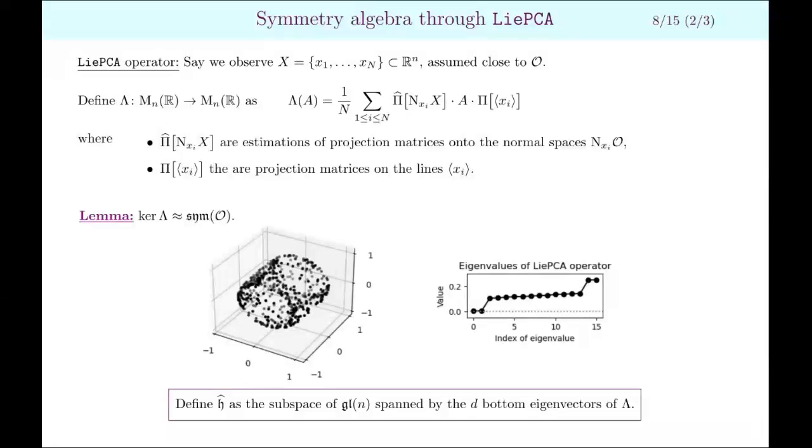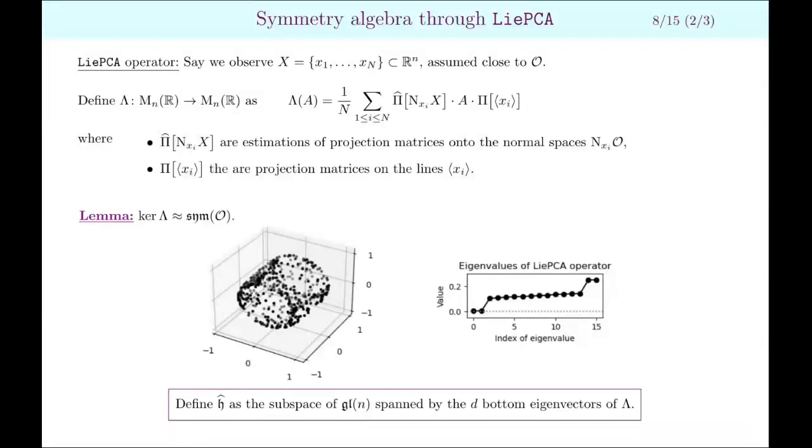So this is an example with a sample of points on the torus in R^4. I computed this. And precisely we see a symmetry algebra of dimension 2. So what the authors propose to obtain the symmetry algebra is to consider the space spanned by the bottom eigenvectors. You take the bottom eigenvalues and the space their eigenvectors span. So it works pretty well in practice.